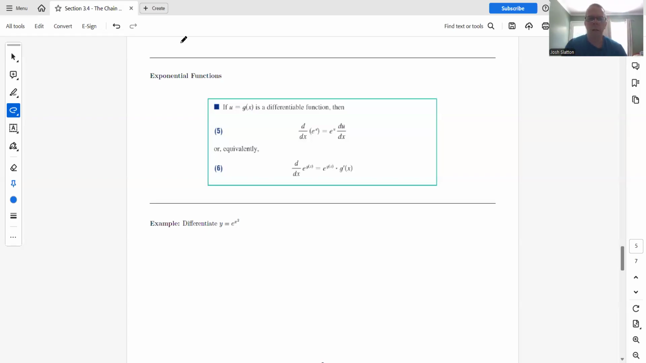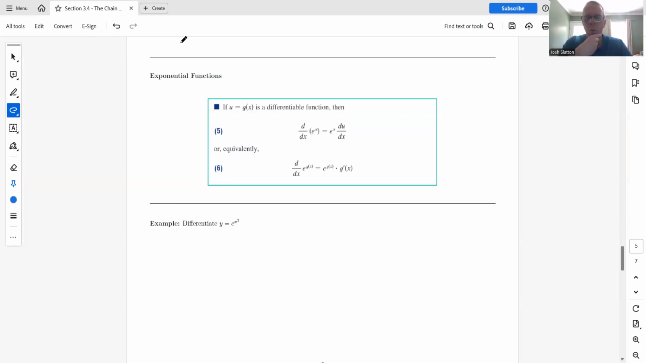All right, so let's talk about exponential functions with the chain rule. So this is essentially if you have e to some power, and then the exponent is some function besides x. So you could have e to the x plus 1, you could have e to the x squared minus 2, you could have e to the tangent x if you've taken trig.